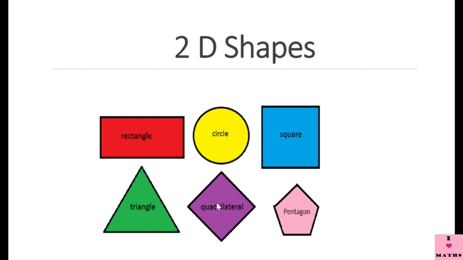Quadrilateral. Quadrilateral is any closed figure which is made up of four line segments. Quad means four and lateral means side. Four-sided figure. Pentagon. Pentagon is a five-sided figure. 1, 2, 3, 4 and 5. Pent means 5. It means a five-sided figure.